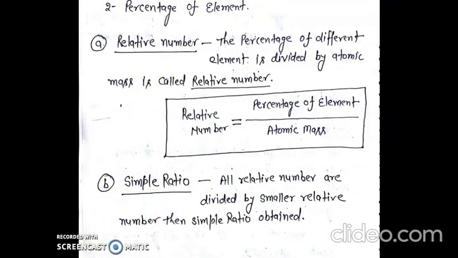The percentage of different elements divided by atomic mass is called the relative number. It can be expressed as: relative number is equal to percentage of element divided by atomic mass. Second, simple ratio. All relative numbers are divided by the smaller relative number, then the simple ratio is obtained.